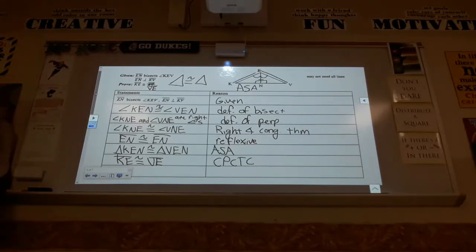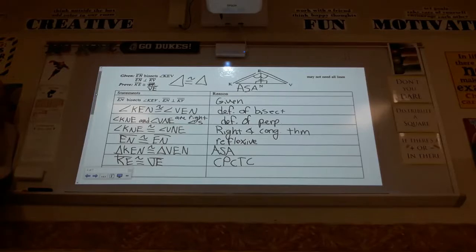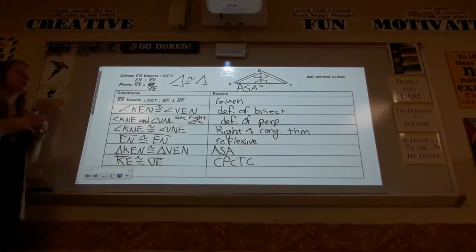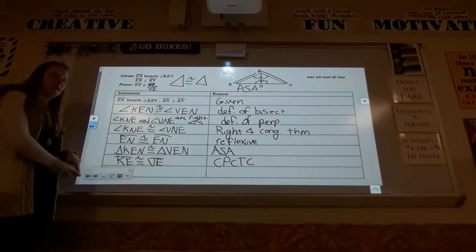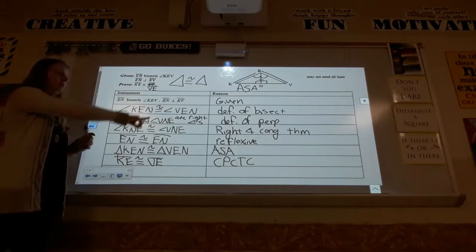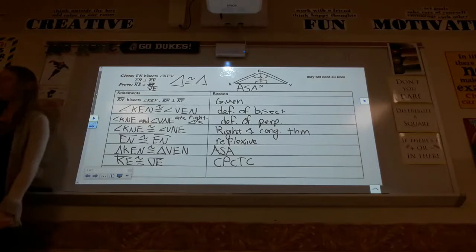Questions on that one? Remember, you guys have to be extra careful about the perpendicular, that you mention right angles first. And then you can either bring in the 90 and do substitution, or use the right angle congruence theorem. Okay?